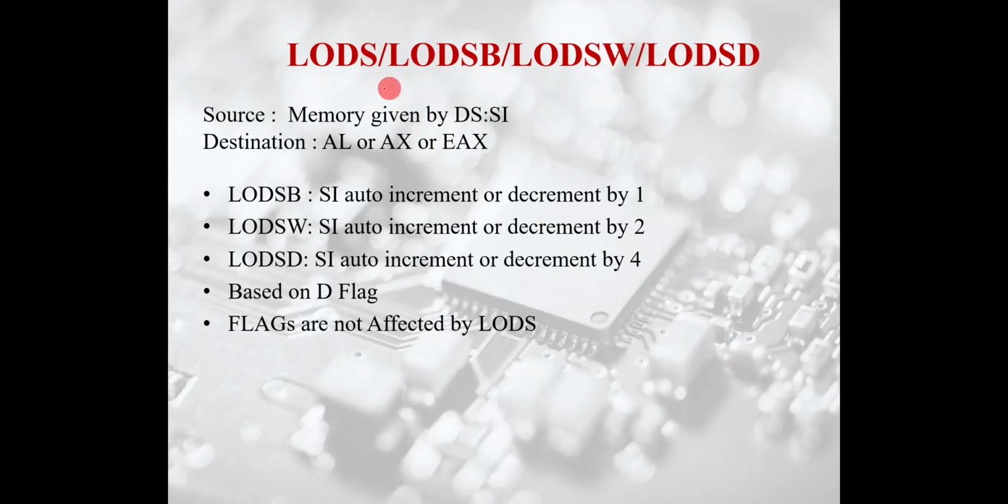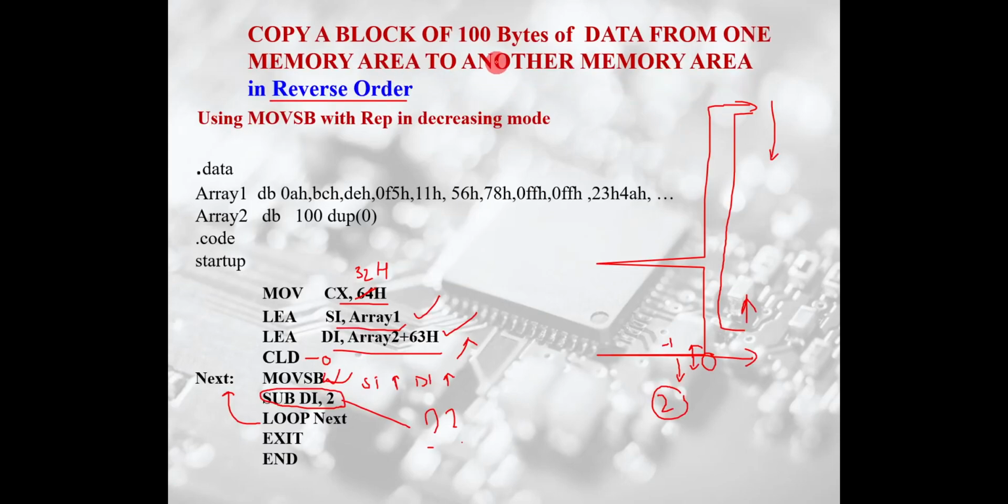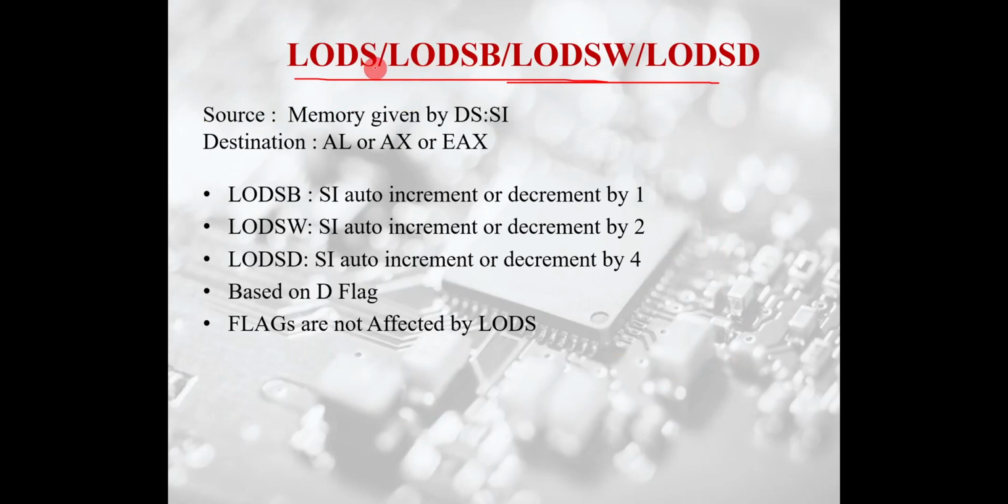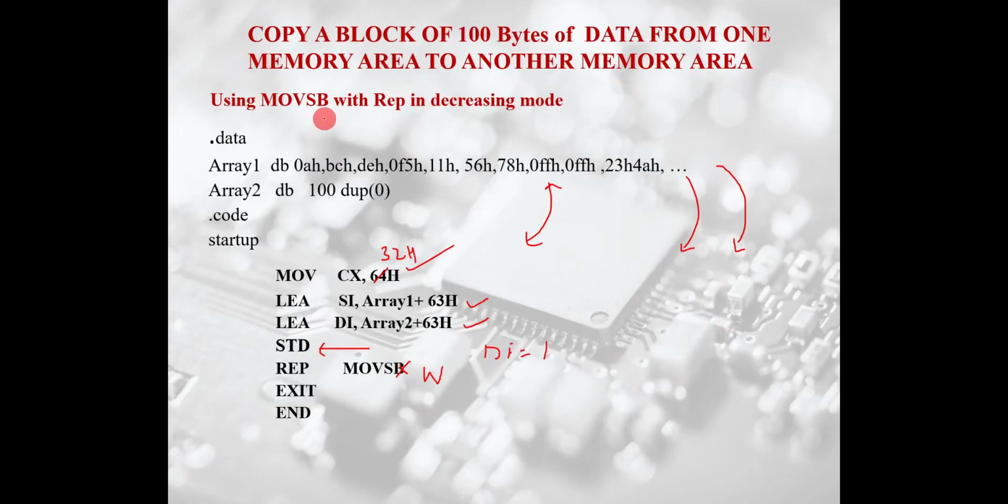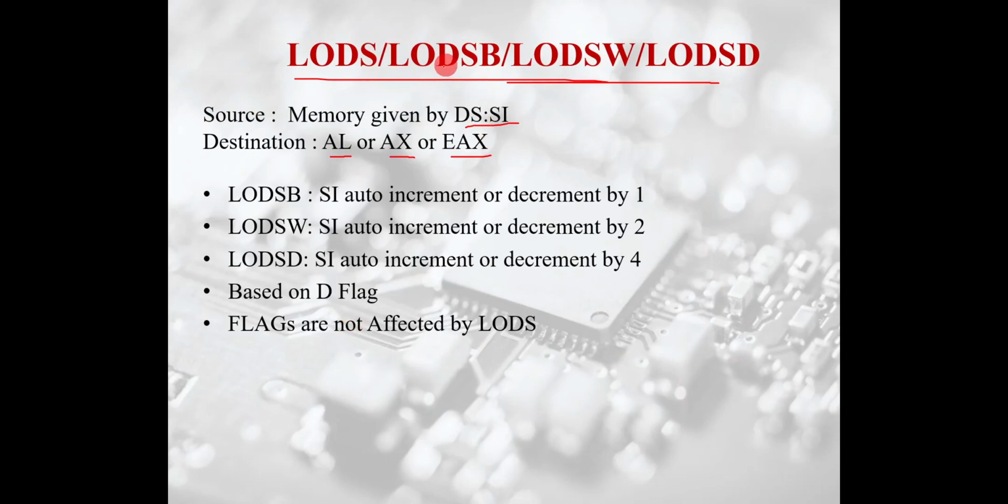And then we have the load. Now in the load, as compared to the moves, the source is already specified here. The destination is fixed. If it is a byte, it will come to AL. If it is a word, it will come to AX, and if it is a double word, it will come to EAX. So the load command is very similar to the MOVS command. The only thing is, in the MOVS command the destination is given by DI and ES, whereas in the load the destination is fixed. You don't have to specify this destination. It is AL, AX or EAX.